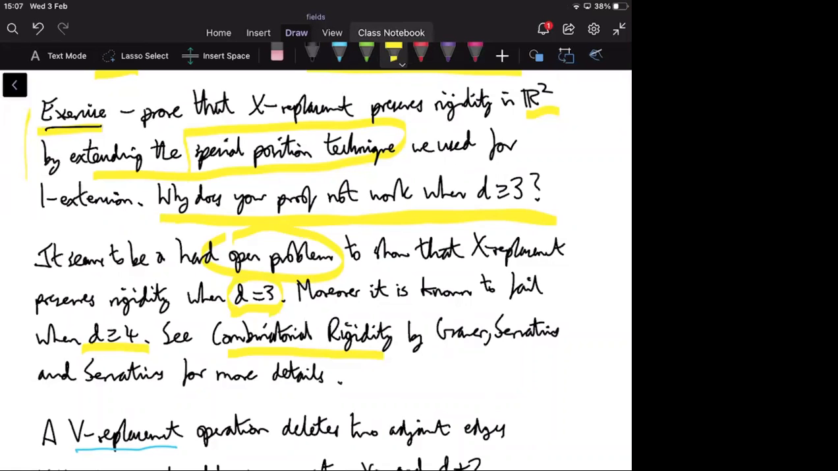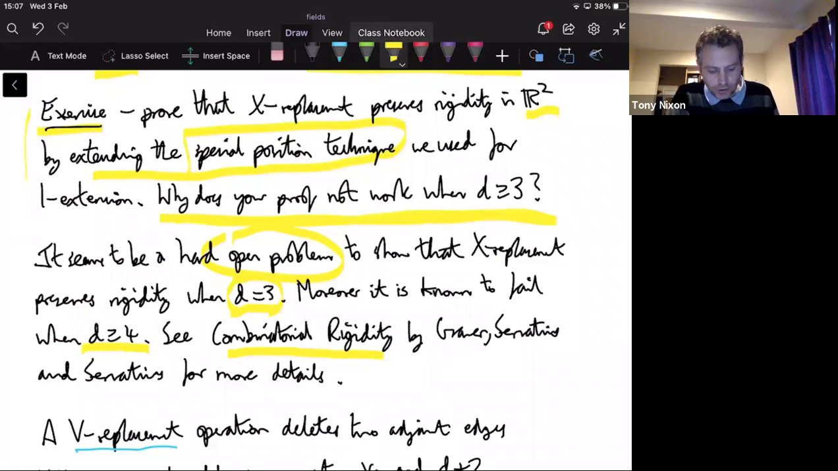Okay, thanks. And then, if X replacement doesn't preserve rigidity in general, it's only of interest in 2 dimensions? It doesn't preserve rigidity in dimension at least 4. In dimension 3, we don't know. If it didn't preserve rigidity in dimension 3, that would be really interesting. It would tell us something about what's hard in 3-dimensional space. But in dimension 2, we know it works, so it's a technique you can use if you need it.